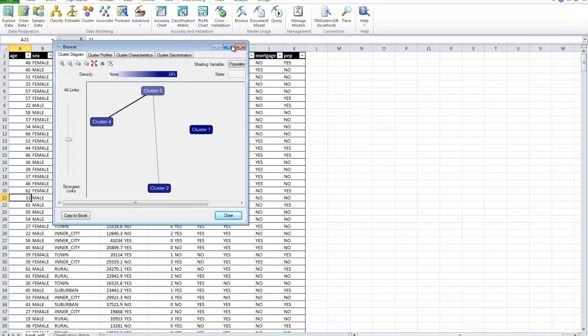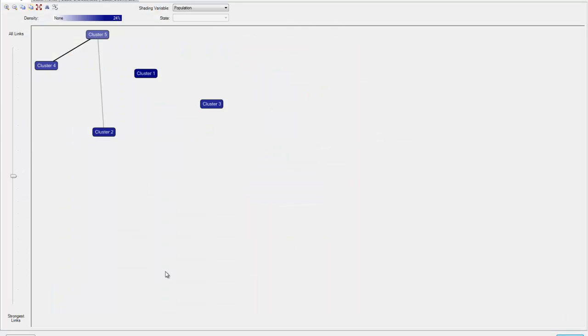We now see that we ended up with 5 clusters, 2 of which are very strong. They have no similarity to the other ones. The lines indicate similarity between the clusters. So the first tab shows us the strength of these similarities. This will only show us the strongest links, showing us that 4 and 5 are somewhat related. Or if we want to see all links, then we see that all of them have some things in common.